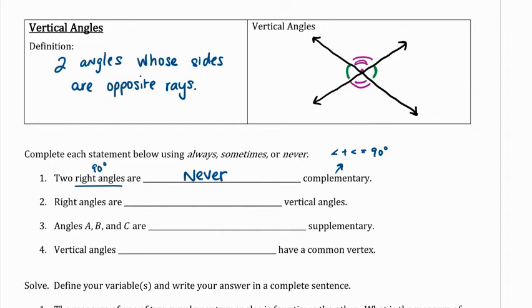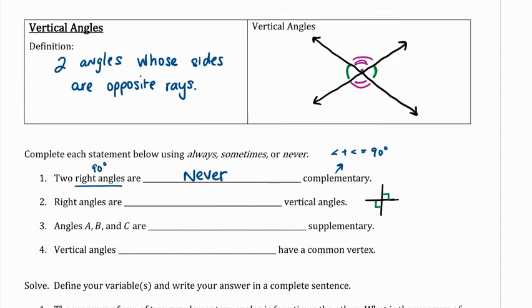Next one, right angles are always, sometimes, or never vertical angles. So can I take this picture up here for my vertical angles, and can I make those be right angles? Well, if I think about a coordinate plane that we draw all the time in algebra, where those lines are perpendicular, that's a right angle, and that's a right angle. So those would be vertical angles. So that's a situation where I can get right angles to be vertical.